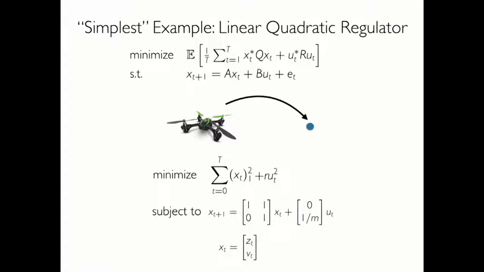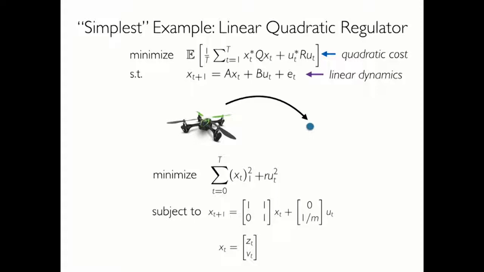Okay, so this example that I'm bringing up here is called the linear quadratic regulator. This is one of the most commonly studied problems in optimal control. It's been studied since the 60s. The reason it's called the linear quadratic regulator is because the dynamics are linear and the cost is quadratic. So this is essentially the simplest one, and we'll be using this as a baseline throughout the talk.